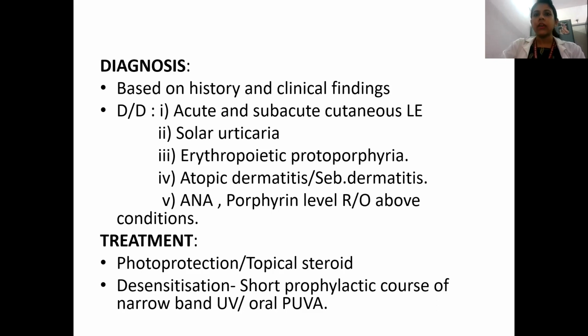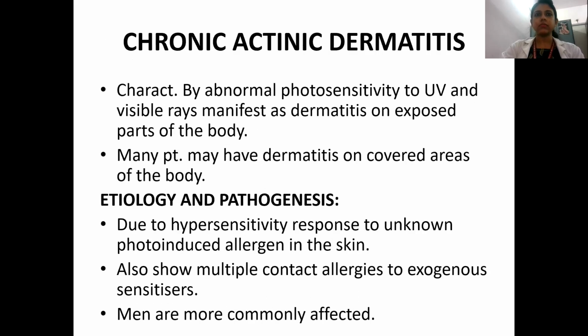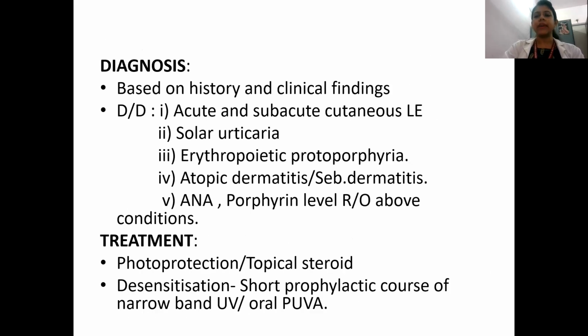We can do a desensitization, where a short prophylactic course of narrowband UV rays as well as oral PUVA can be given. It's a prophylactic course. It's called desensitization. So this is how we treat a patient. We should do photoprotection, give steroids, as well as do desensitization. That's our PLE, or polymorphic light eruption.